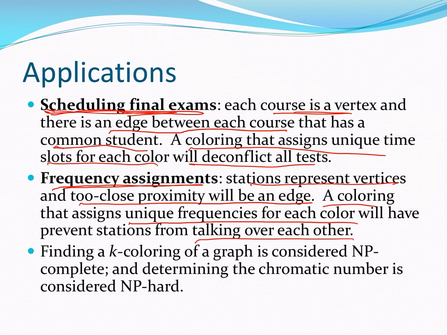It turns out that this is a pretty hard problem. It's a very hard problem. It's an intractable problem. Finding a K-coloring of a graph is an NP-complete problem, and determining the chromatic number is considered NP-hard. Remember that NP-complete is a class of problems where if you find a polynomial time solution to one, you'll have found them for all. NP-hard is an intractable problem where even if you found a polynomial time solution for it, it wouldn't necessarily affect other NP-complete and NP-hard problems.